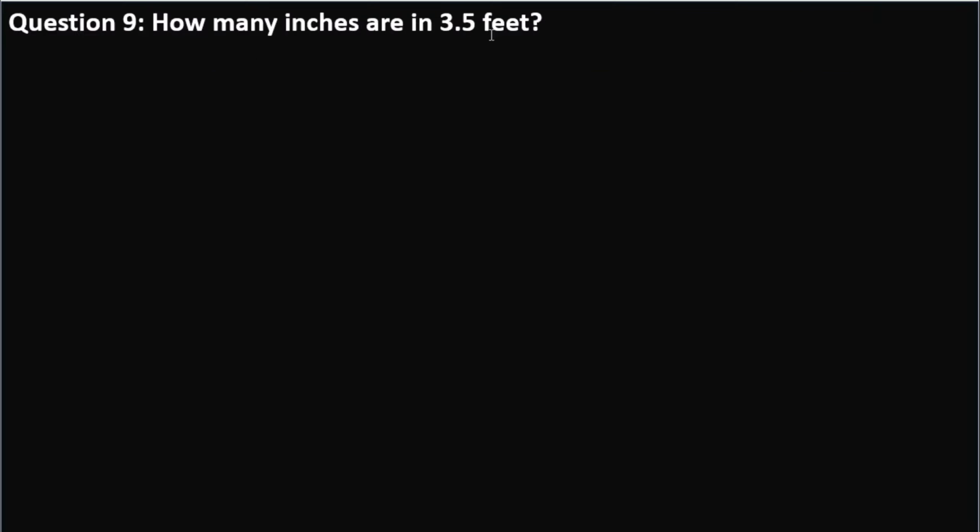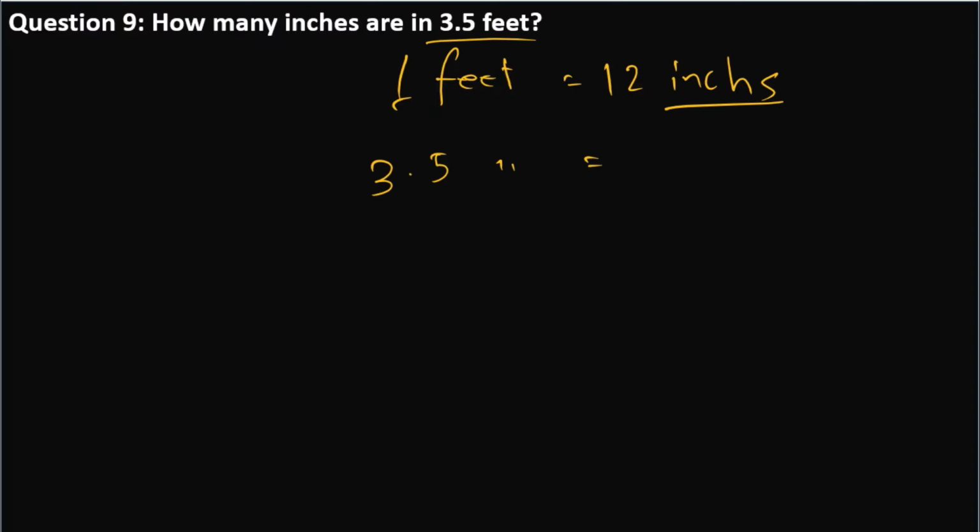So how many inches are in 3.5 feet? So 1 feet equal 12 inches, right? 1 feet equal 12 inches. So here 3.5 feet equal 3.5 times 12 inches. So here 3.5 times 12, so here 36 and 6, 36 plus 6 is 42 inches.